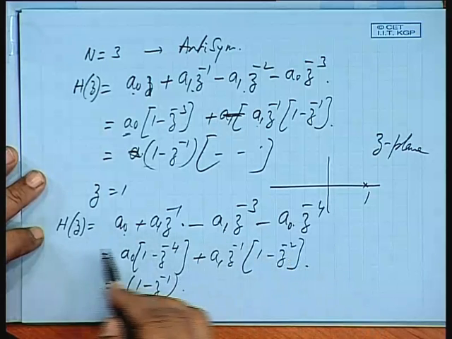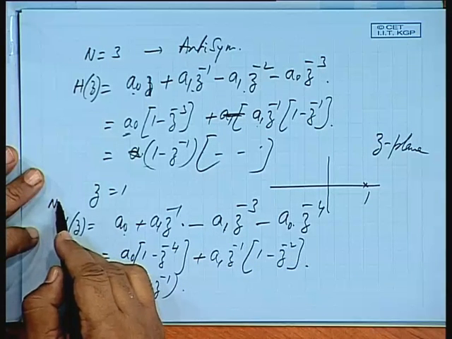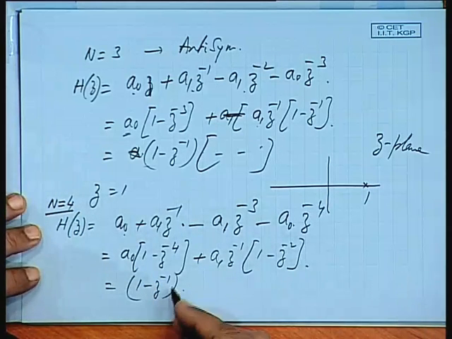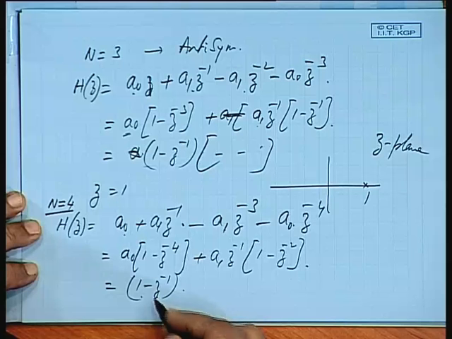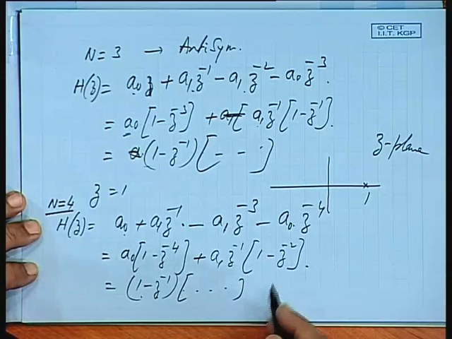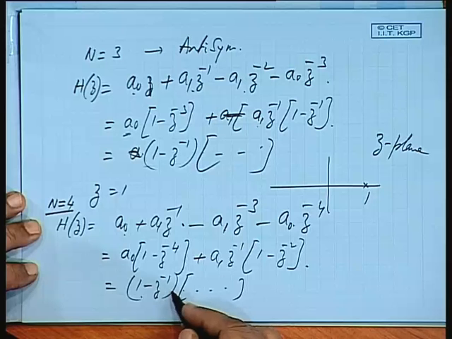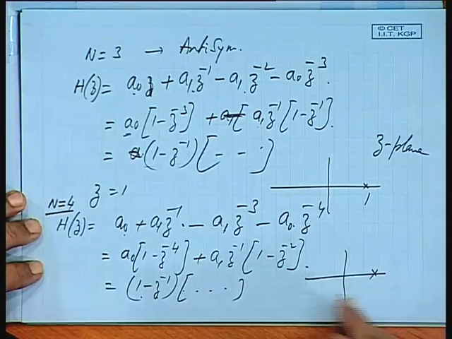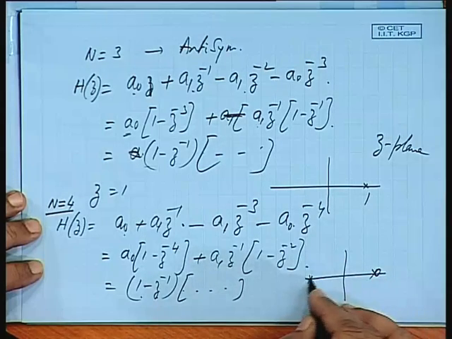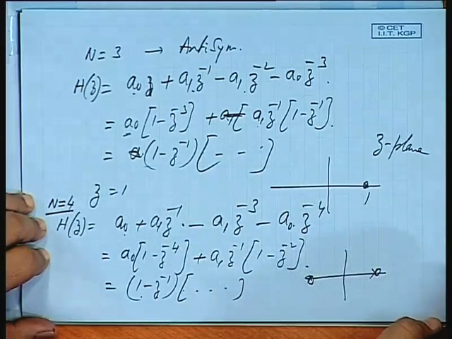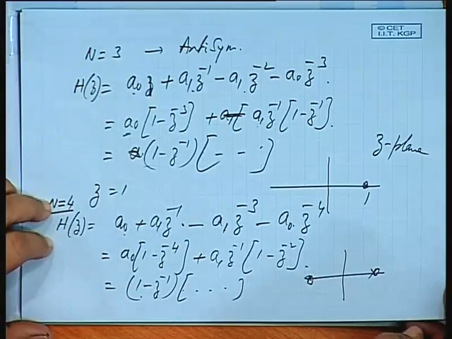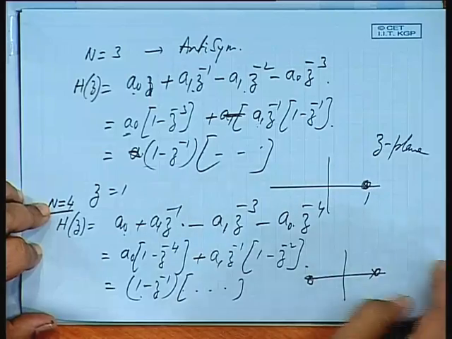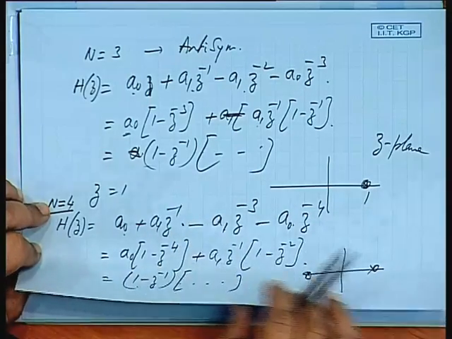All right. So, for n is equal to 4, it will be 1 minus z inverse into something. In this particular case, it will be also 1 minus z inverse, 1 plus z inverse. So, there will be a root here, there will be also a root here, a 0 here. Okay. So, whether it is n is equal to 3 or 4, you can go to n is equal to 5, 6, you will find this root is common. Is that all right?